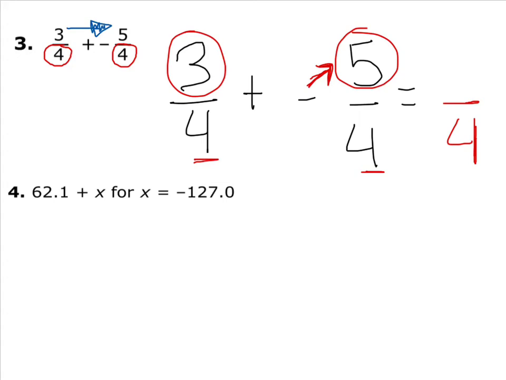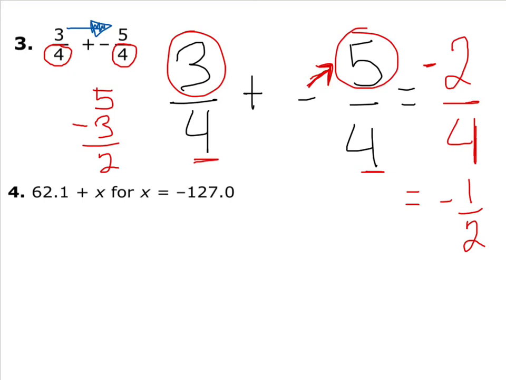So I need to use my integer rules again. The signs are different, therefore I need to subtract. 5 minus 3 is 2. So I know that my numerator is 2. I know that the 5/4 is bigger than 3/4, therefore my answer has to be negative 2/4. What is the same thing as 2/4? 1/2 is the same thing as 2/4 when we simplify that. So our answer would be negative 1/2. It's that simple.